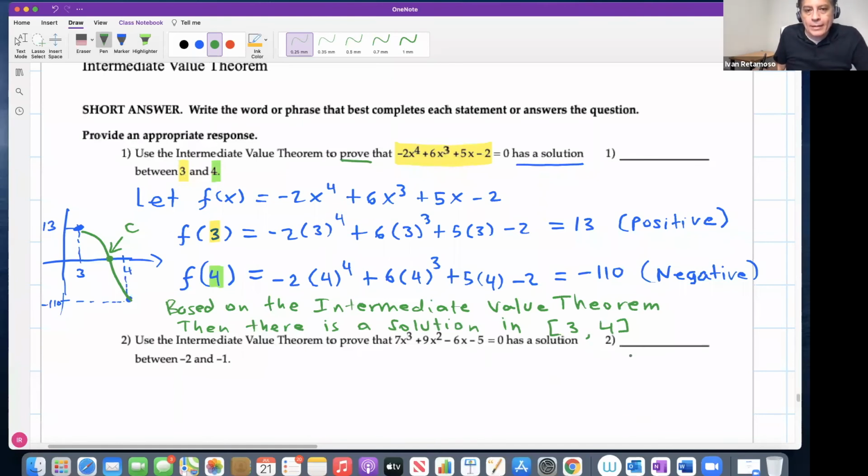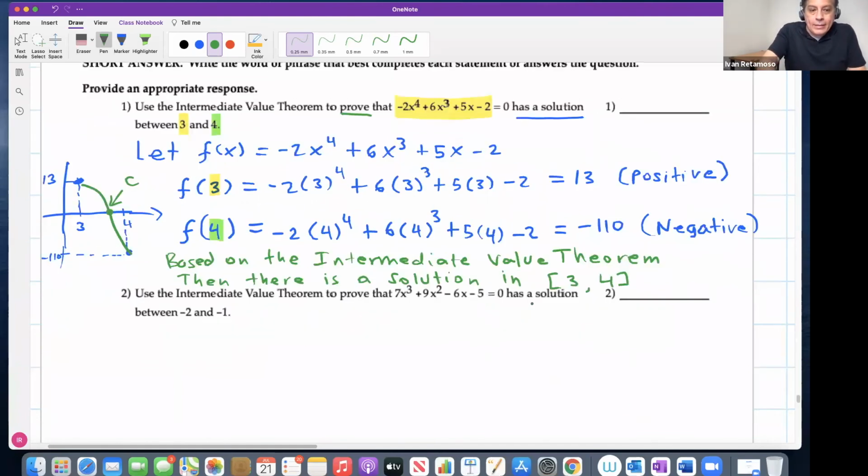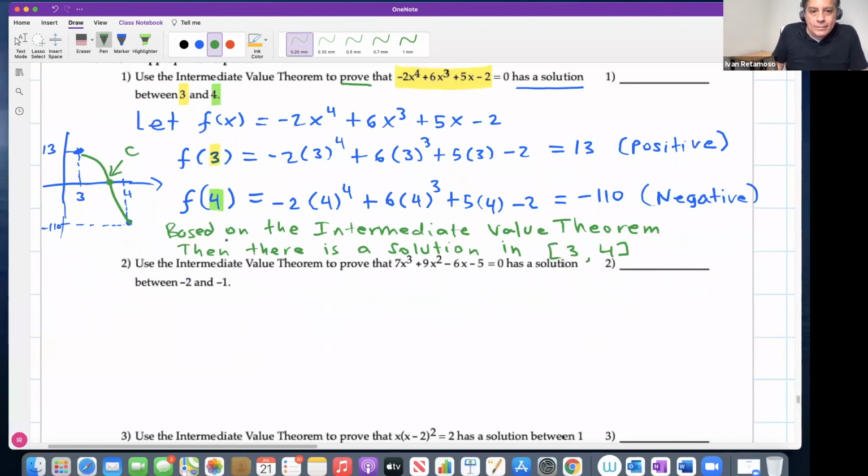This is the idea. Can you try the number 2? It's similar, right? Use the intermediate value theorem to prove that this polynomial function has a 0 between -2 and -1. There is a solution for this polynomial equation, right? Can you try? Let me give you a hint. Let f of x be equal to this guy, 7x cubed plus 9x squared minus 6x minus 5.